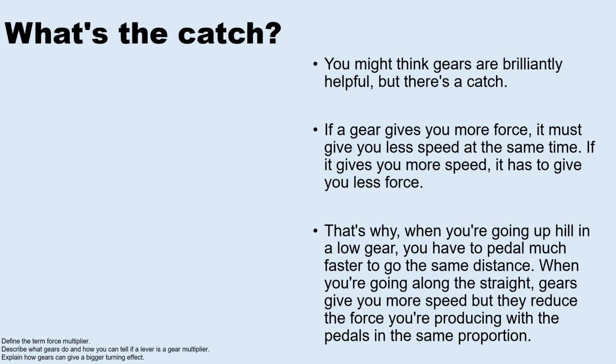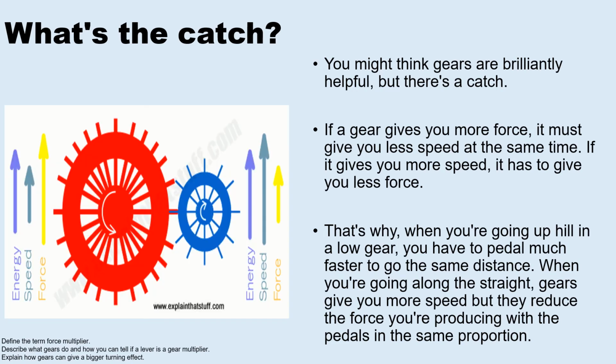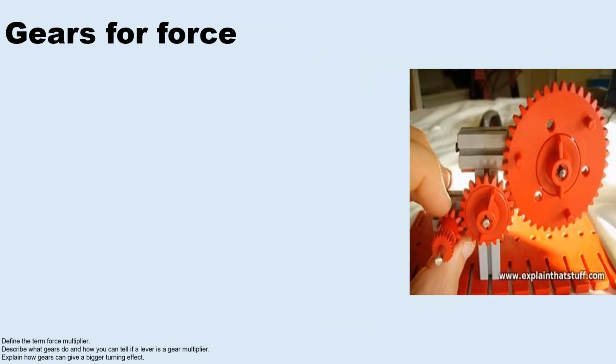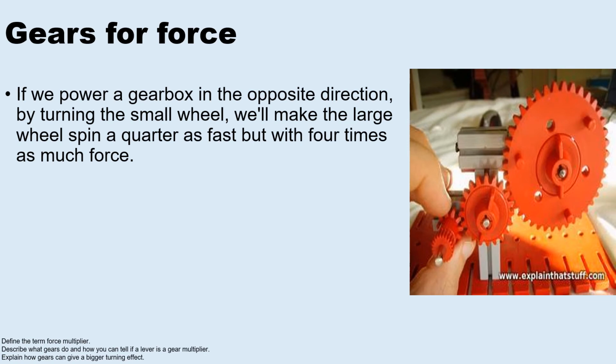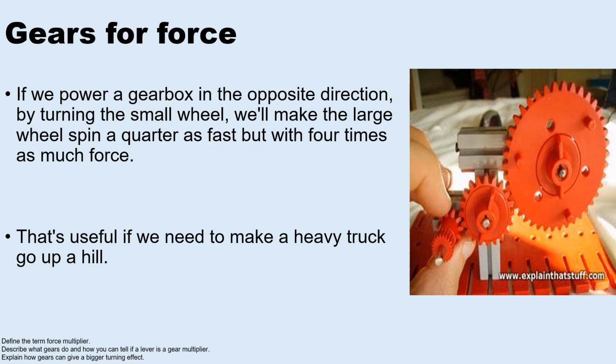When you're going along the straight, gears give you more speed, but they reduce the force you're producing with your pedals in the same proportion. So when you're going down a straight, you need to use less effort and put less force into pedaling. So if we power a gearbox in the opposite direction by turning the small wheel, we make the large wheel spin a quarter as fast but with 4 times as much force, which is useful if you want to make a heavy truck go up a hill.